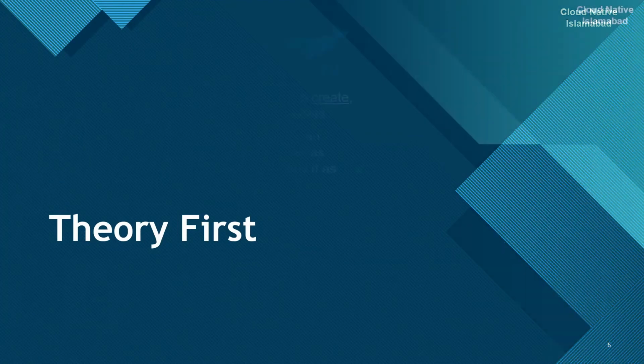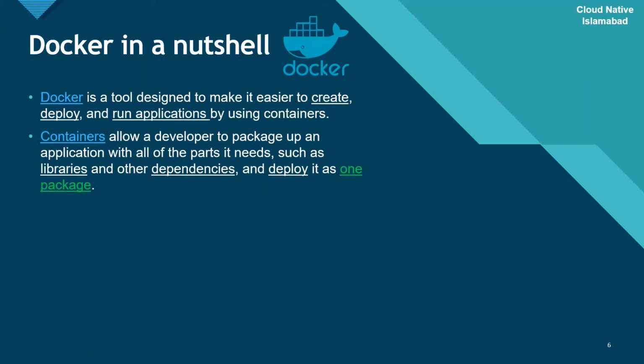So what is Docker? Docker is essentially a tool that makes my job easier when I want to deploy my application to different environments. So how do we define Docker then? Docker is a tool designed to make it easier to create, deploy and run applications by using containers. Wow, what a definition.